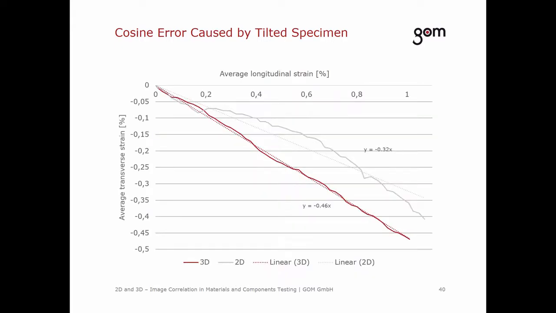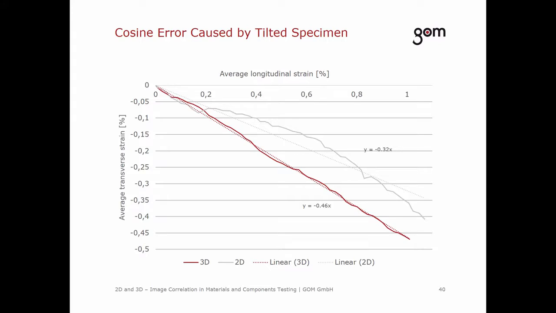Let me show you an example to illustrate this effect: the ratio of longitudinal and transverse strain. In the 3D measurement, we have a fixed ratio of longitudinal and transverse strain for the entire test duration. This is exactly what can be expected for the used material in this strain range.